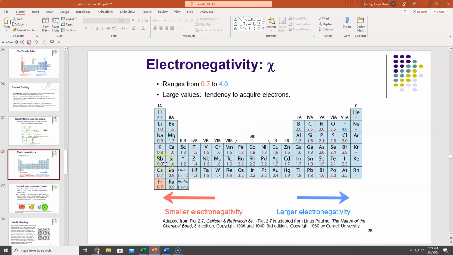Here's a chart of the electronegativities. If you need to know this, then of course I would give you the chart. All right. The values of electronegativity range from 0.7 to 4. Smaller electronegativities mean they like to give their electrons up, and larger electronegativities mean they like to accept it. The far left-hand downward side of the periodic table is the lowest electronegativity. That's francium there. And the upper right-hand side, fluorine here, is the highest electronegativity. So it very badly wants to accept electrons.